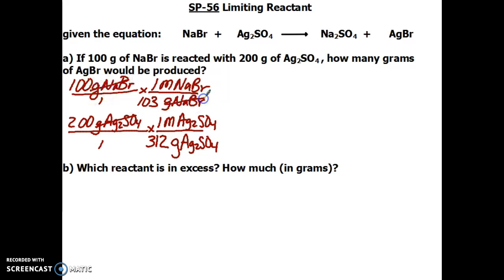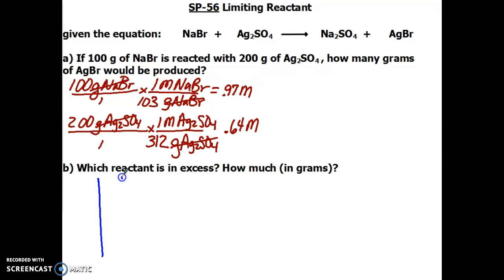All right, grams go away, grams go away. We have 100 divided by 103, and that comes out to 0.97 moles. The 200 divided by 312 comes out to 0.64 moles. At this point in question A, we're going to pause, and we're going to go down and answer question B. In question B, it says which reactant is in excess. Well, when we did the simple problems, we started with a little chart to make things easy, and we're going to do the same thing down here.